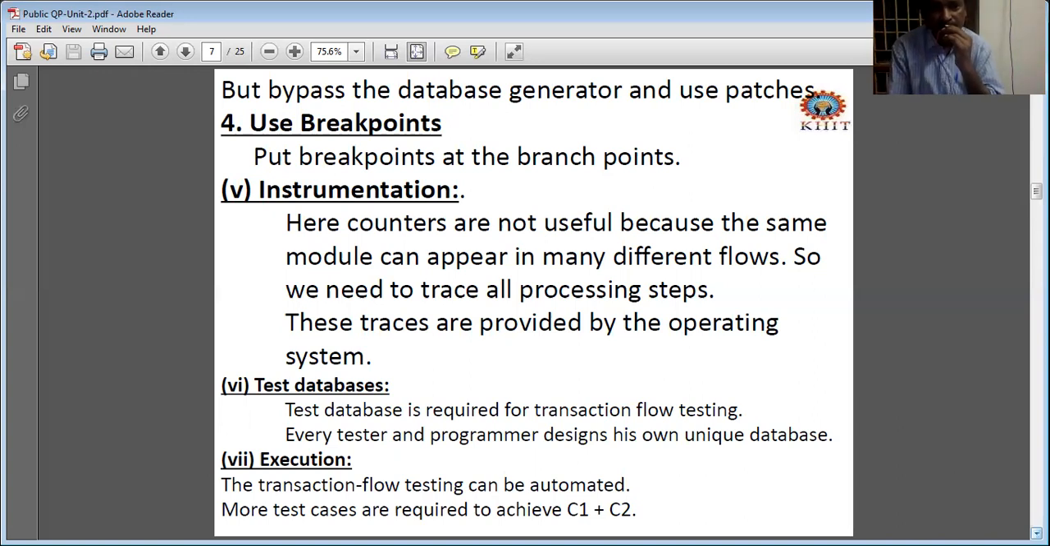More test cases are required to achieve C1 plus C2.